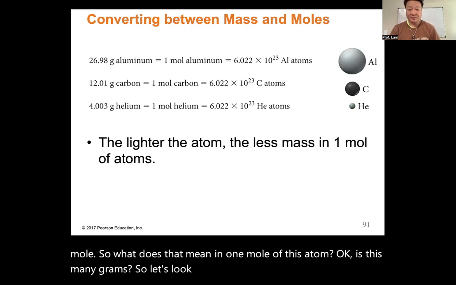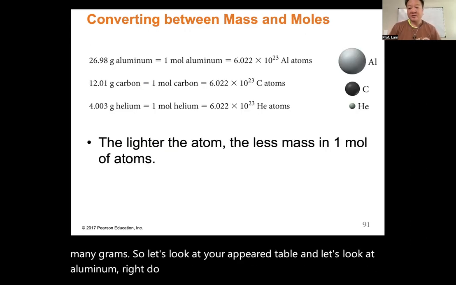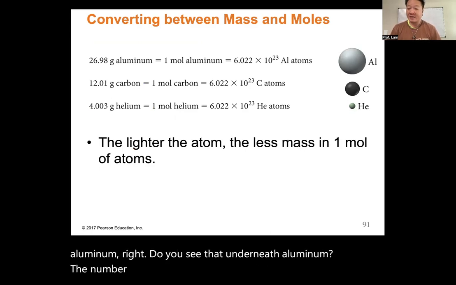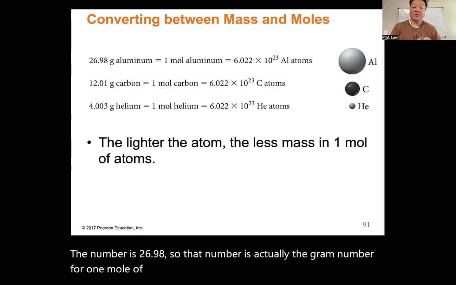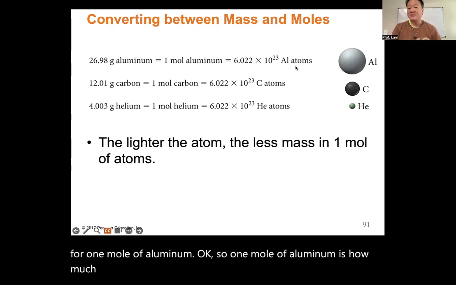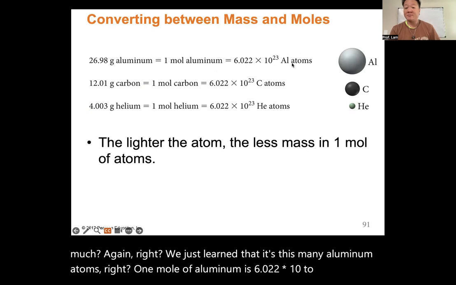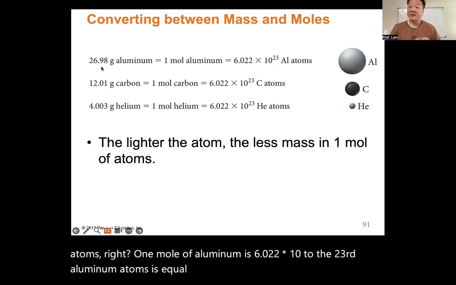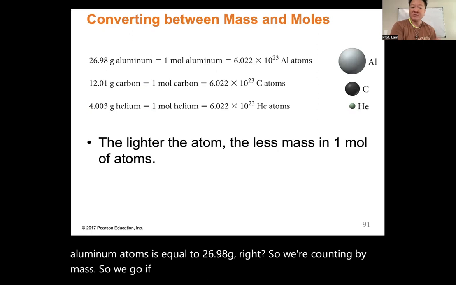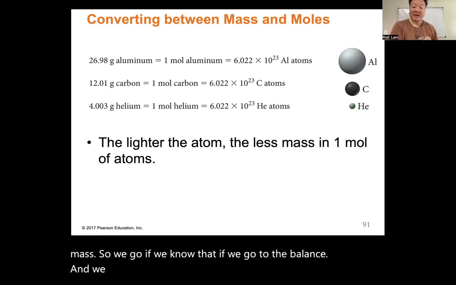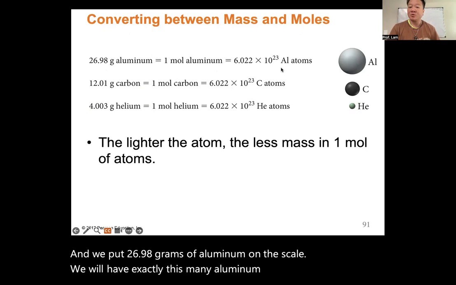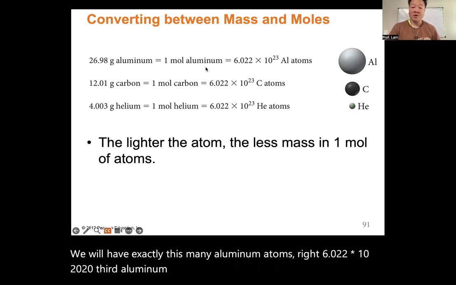Let's look at your periodic table and look at aluminum. Do you see that underneath aluminum, the number is 26.98? That number is actually the gram number for 1 mole of aluminum. We just learned that 1 mole of aluminum is 6.022 times 10 to the 23rd aluminum atoms, which is equal to 26.98 grams. So we're counting by mass. If we go to the balance and put 26.98 grams of aluminum on the scale, we will have exactly 6.022 times 10 to the 23rd aluminum atoms, or 1 mole of aluminum.